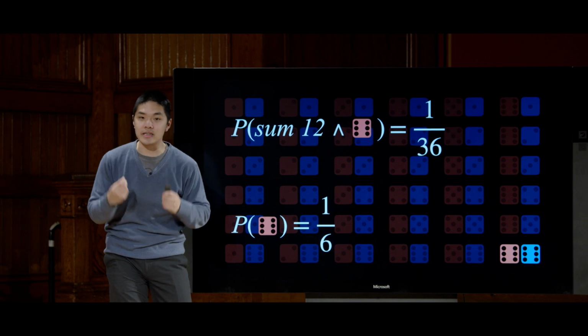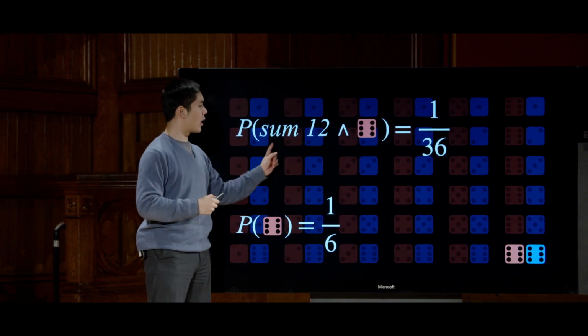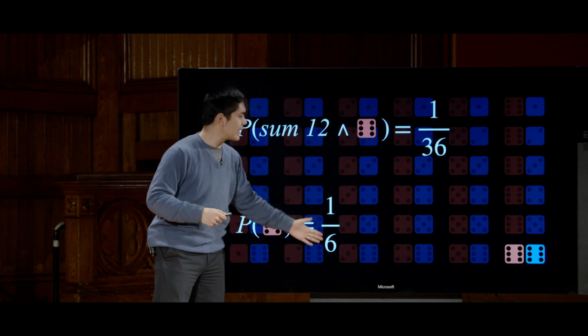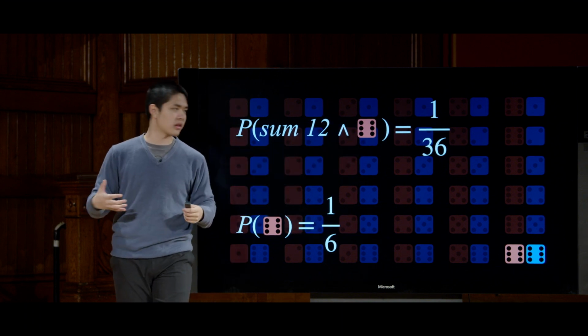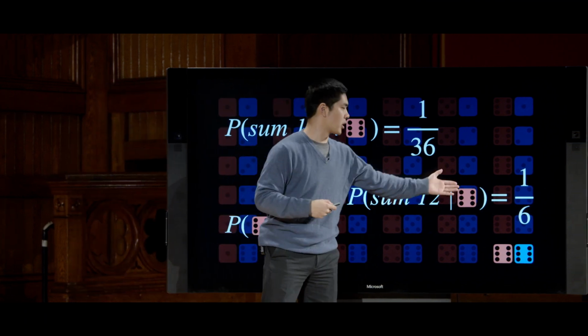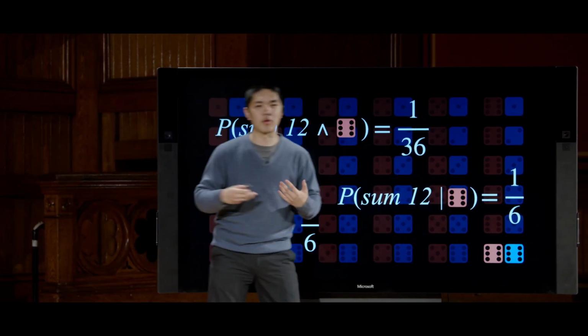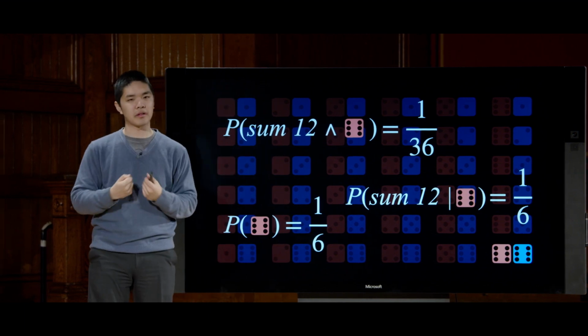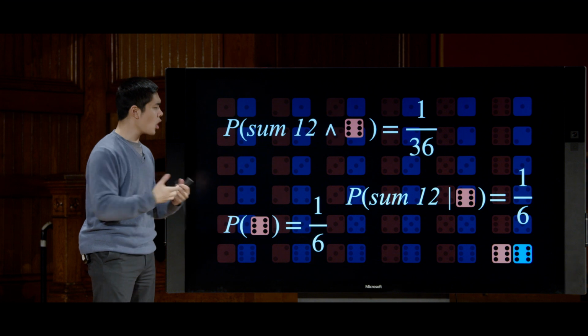And so to get the conditional probability that the sum is 12, given that I know that the red die is equal to 6, I just divide these two values together, and 1 over 36 divided by 1 over 6 gives us this probability of 1 over 6. Given that I know that the red die rolled a value of 6, the probability that the sum of the two dice is 12 is also 1 over 6.